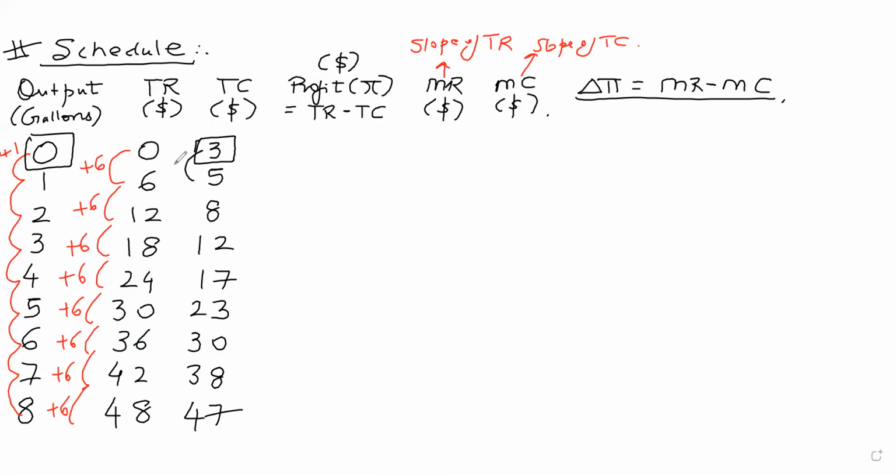You can see initially total cost is increasing. It starts increasing at an increasing rate. You can see that total cost starts increasing at an increasing rate.